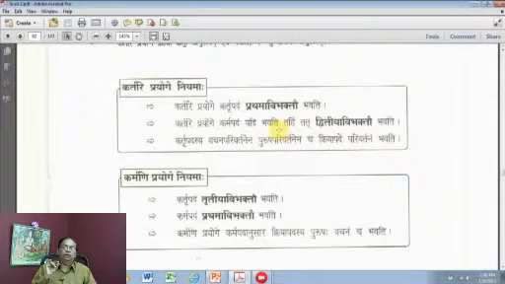In kartari prayoga, in active voice, if there is an object, karma padam means objective word. If it is there, it has to be in dvitiya only.